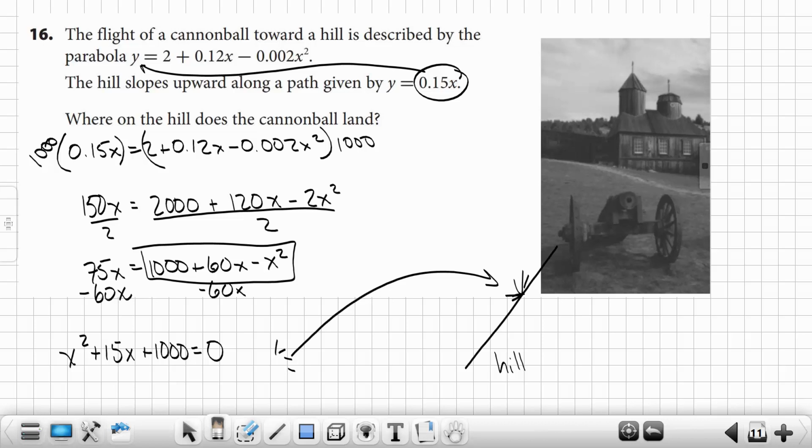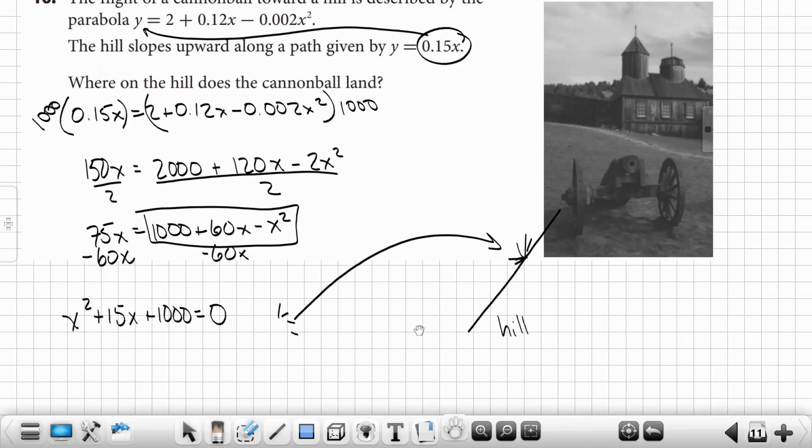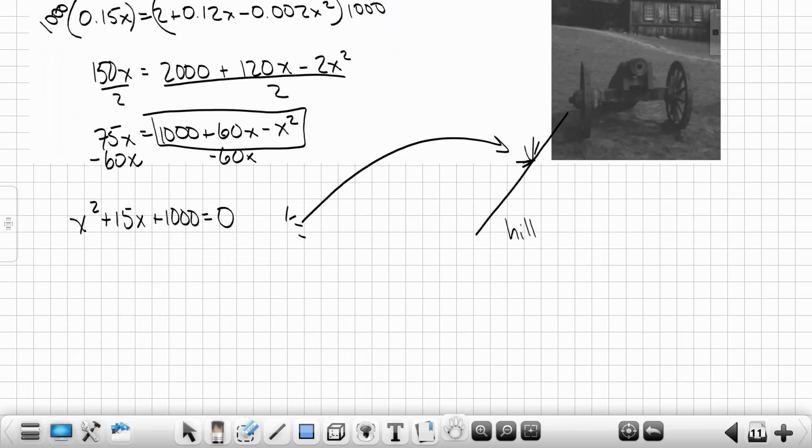Now I could ask myself what multiplies to 1,000 and adds to 15 using that same algorithm. We have 200 times 5. That's not going to work. But what if I said 40 and 25? Problem is, everything here is positive. So I feel like I may have done something wrong.